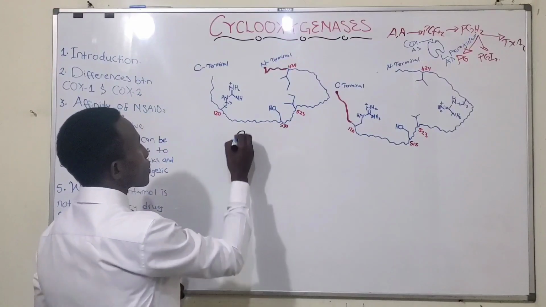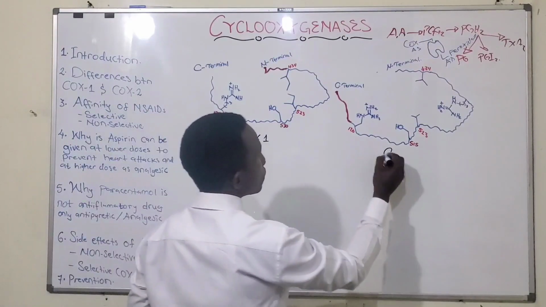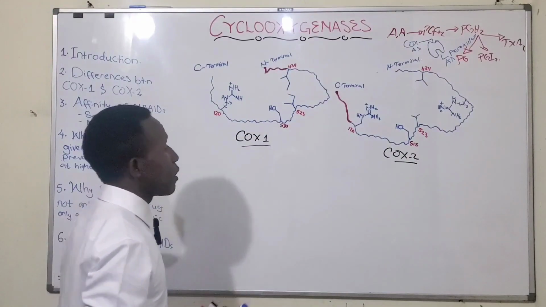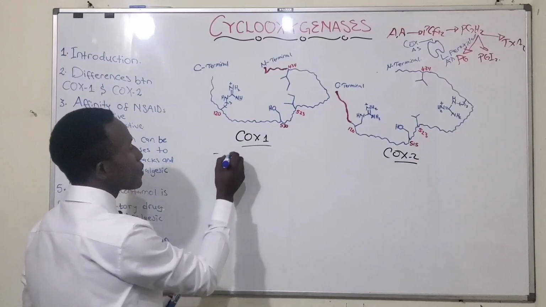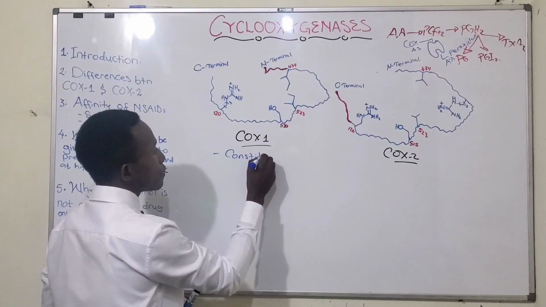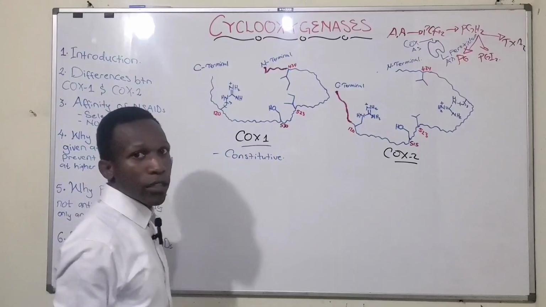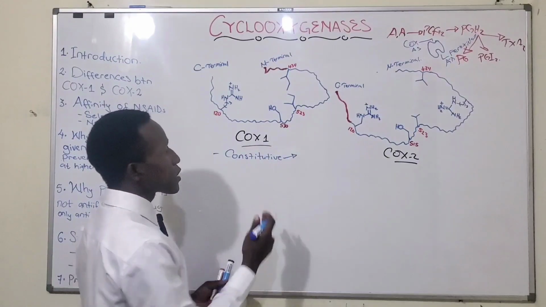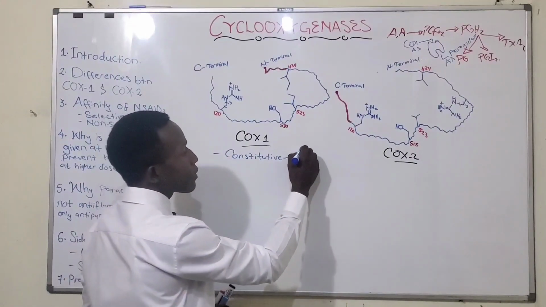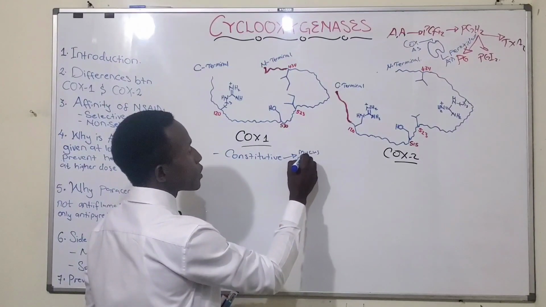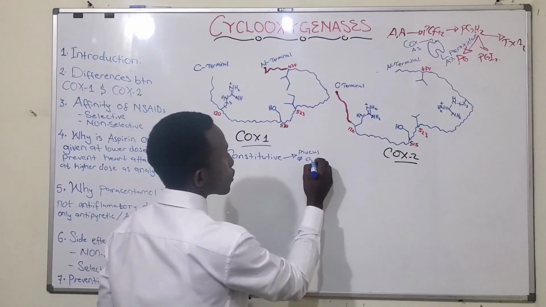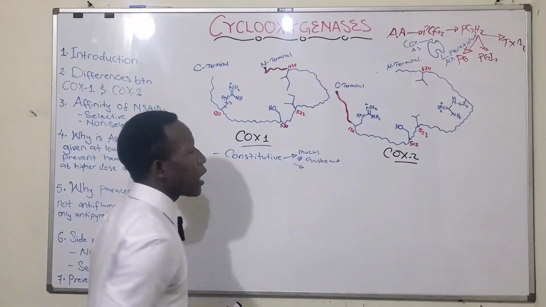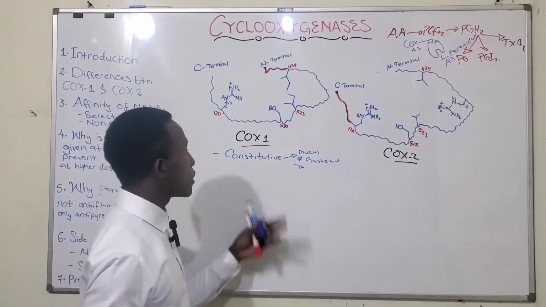This is COX1. This is COX2. COX1, generally, it is constitutive. It is always there in the body, playing its role, the housekeeping. For example, in the GIT, it leads the production of the mucus. Also, it leads the production of the gastric acid. And also other roles in different sites where they are found.